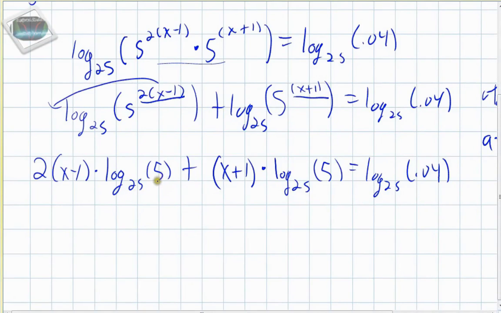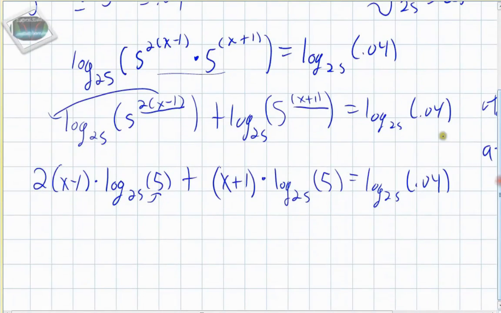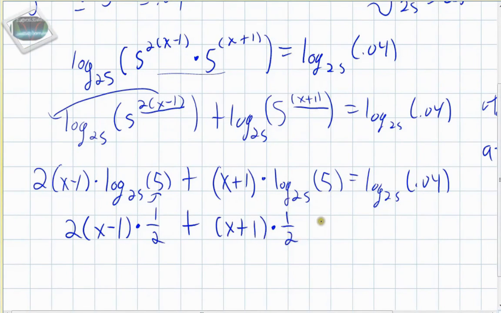So the log base 25 of 5. Normally what we ask ourselves is, this to what power equals this? And so we know that the square root of 25 is 5, and we can express a square root in terms of a power. So we know that the square root of x is the same thing as saying x to the 1/2, right? So that means that the square root of 25 can be expressed as 25 to the 1/2 power. So 25 to the 1/2 power equals 5. So the answer of log base 25 of 5 is 1/2. So we're going to do 2 times x minus 1 times 1/2 plus x plus 1 times 1/2 again equals log base 25 of 0.04.